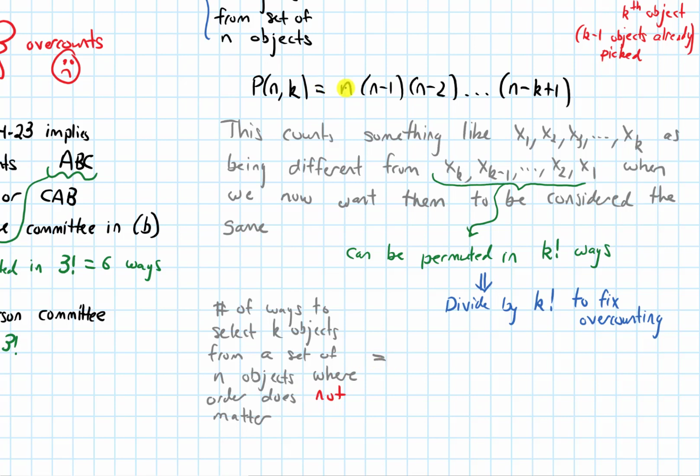And the formula for it is we take what we had before, n times n minus 1 times n minus 2, dot, dot, dot, until I get to n minus k plus 1. And then we divide it by k factorial, because we ended up overcounting by a factor of k factorial. Okay, so this is going to be a formula for counting the number of combinations, and I'm going to highlight this. This is an important formula for this section.